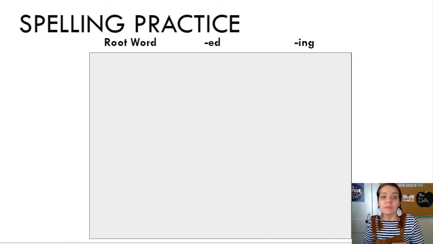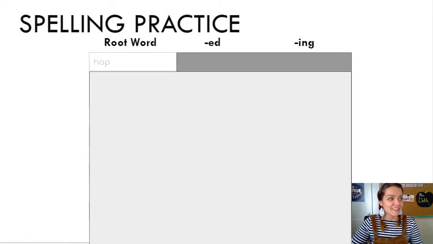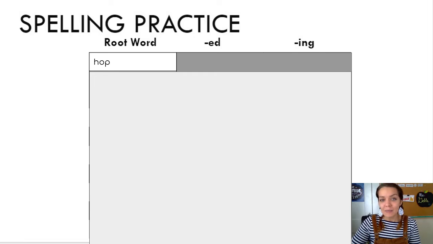Each of our spelling words this week are root words, and they are verbs. We're going to add some suffixes to these verbs, but first, let's go ahead and get our spelling words down. Our first spelling word this week is hop. Go ahead and write hop in your document.